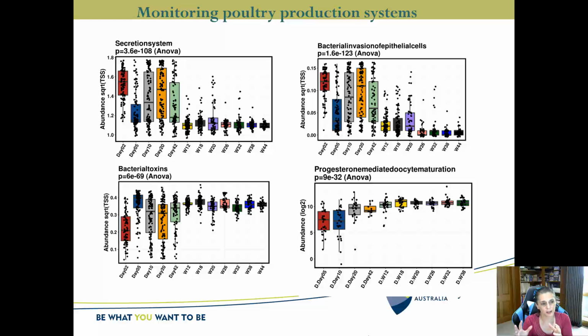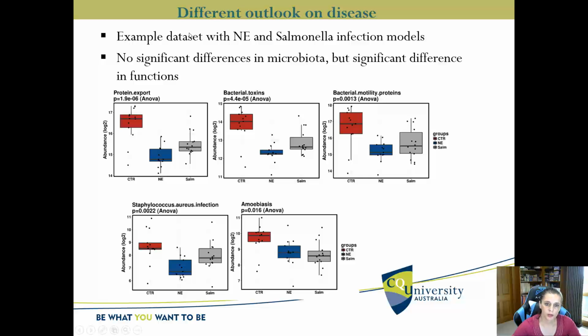So this is finally giving us some stability, because microbiota is all over the place in all of these situations, but functions have stabilized. There's lots of stuff that we can learn, and there's an example of functional analysis. We had no significant difference in microbiota, meaning taxonomy, but big differences in functions.